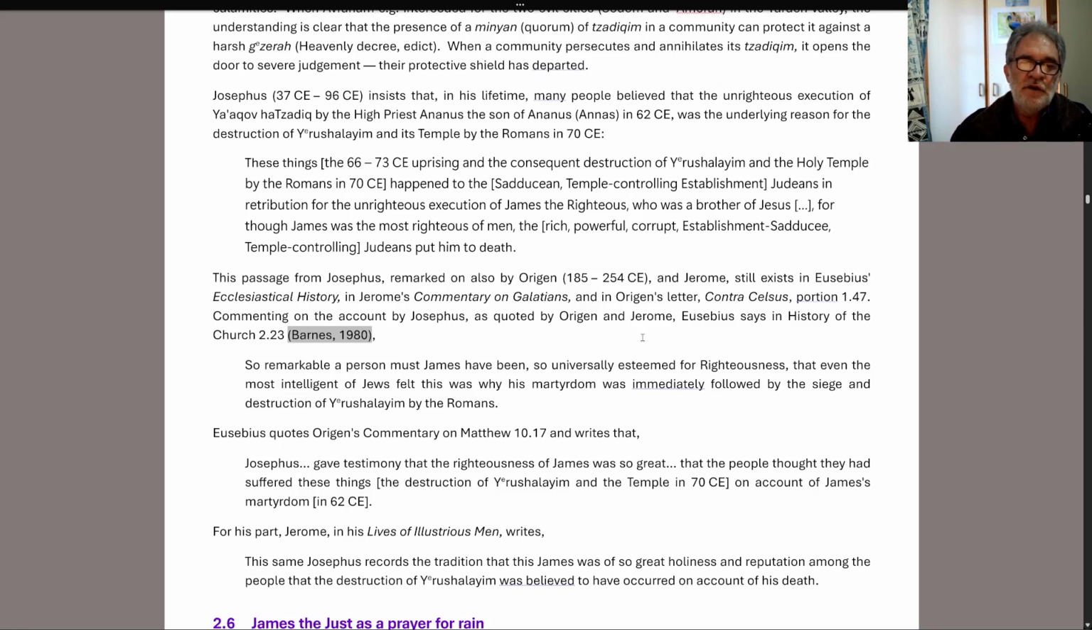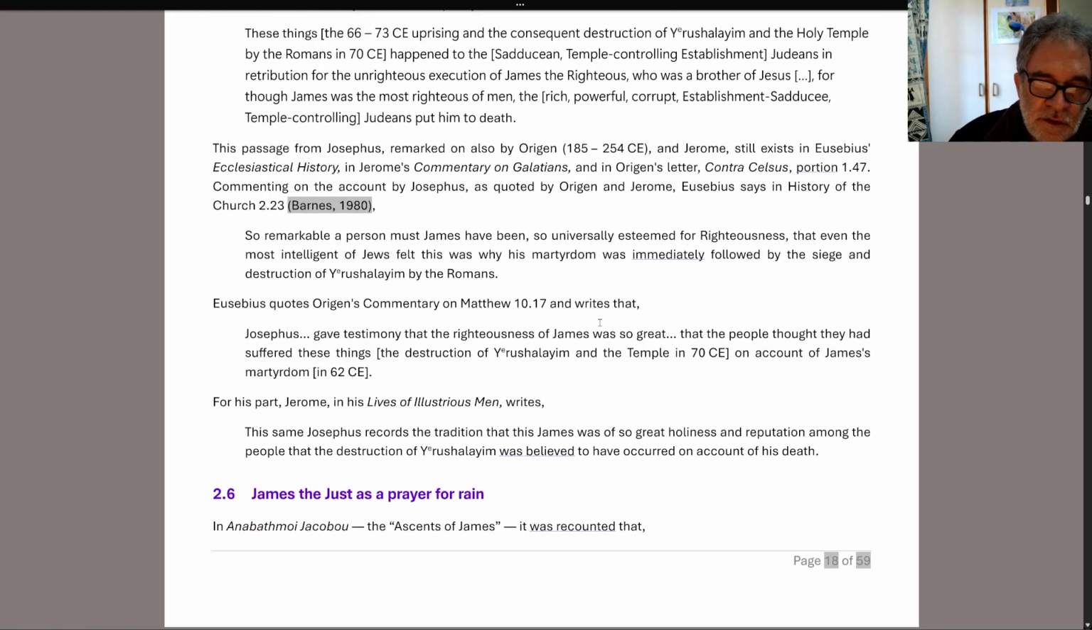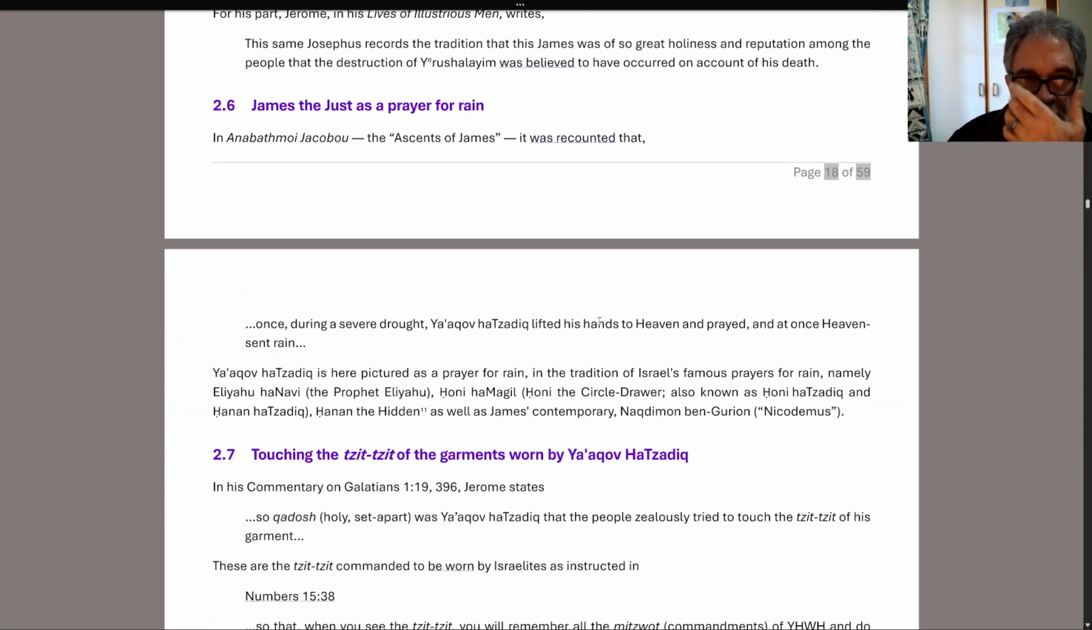For his part, Jerome in Lives of Illustrious Men writes, the same Josephus records the tradition that this James was of so great kedusha, holiness, and reputation among the people, that the destruction of Jerusalem was believed to have occurred on account of his death. Okay, so let's have a look at Yaakov the Just as a prayer for rain in the tradition of Choni HaMagil, Choni the circle drawer.